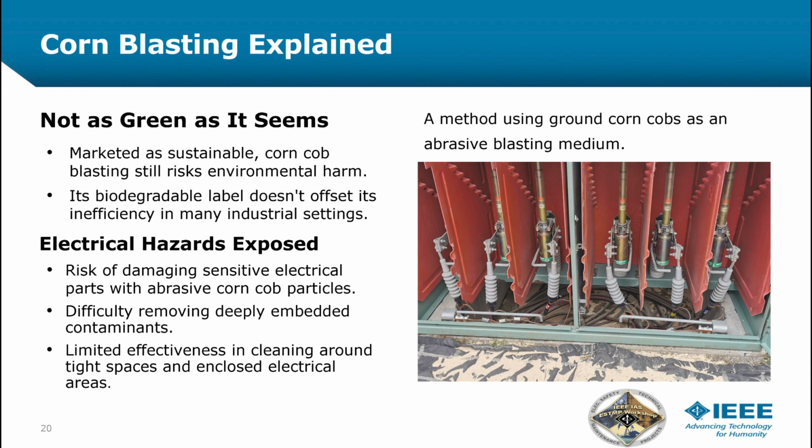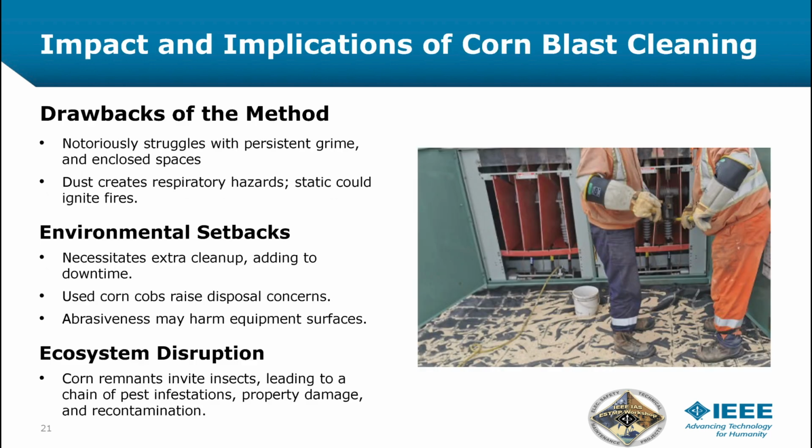Electrical hazards, well, the risk of damaging sensitive equipment and parts with abrasive corn cobs and their particles. Removing the deeply embedded contaminants afterwards is almost impossible. And limiting the effects in the cleanliness around tight spaces and enclosed electrical areas is another problem that corn blasting has not addressed. The impacts and implications of corn blasting.